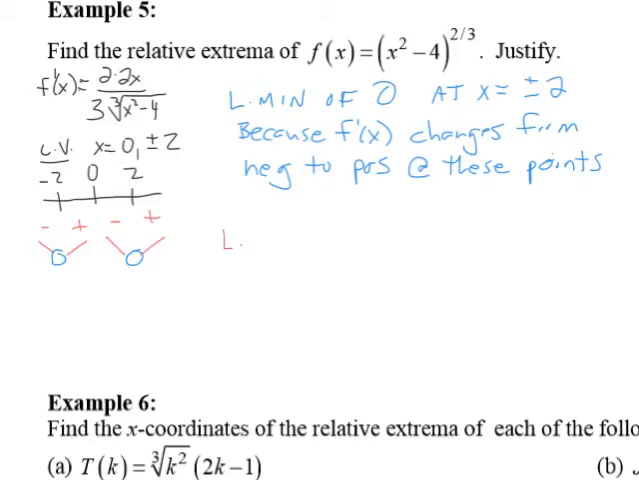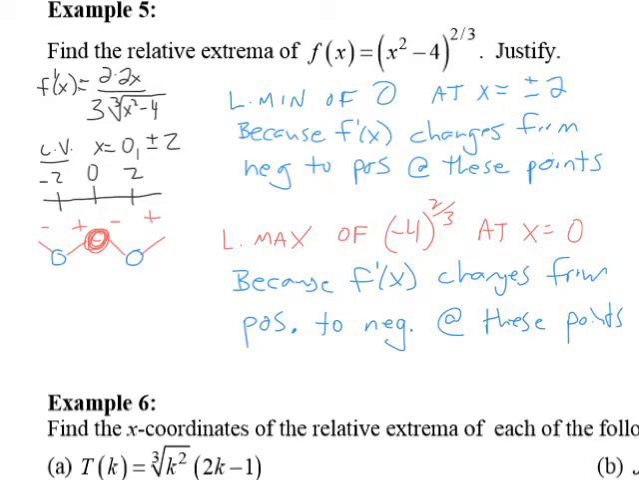Then we can find the local max. The local max occurs at 0. So local max, if we plug 0 into the equation, we get 0 minus 4, negative 4 to the 2/3. It's not any clean number. Negative 4 to the 2/3 at x equals 0. And then we write in the justification.